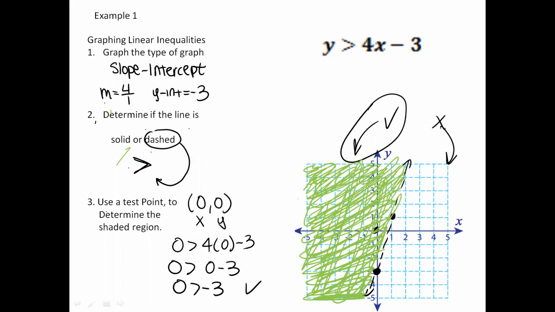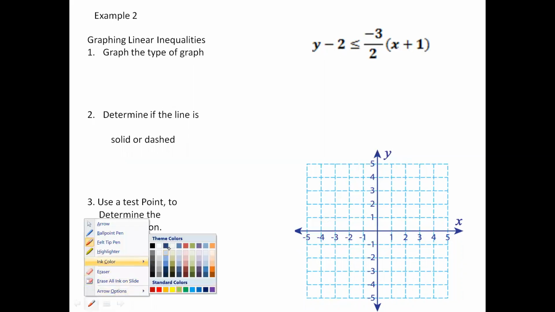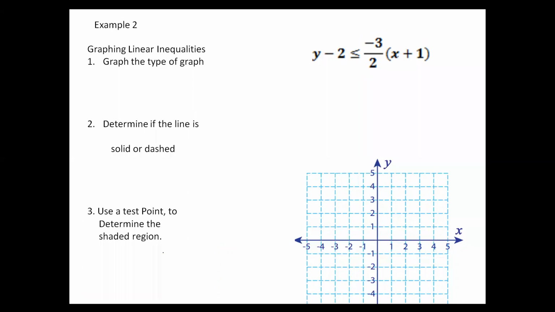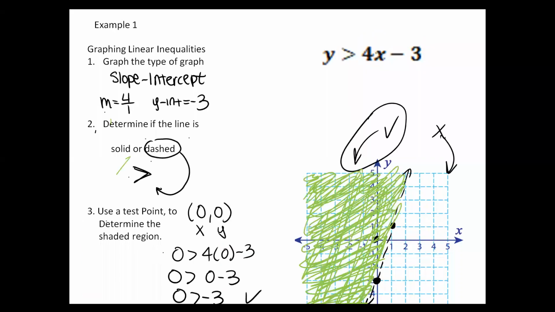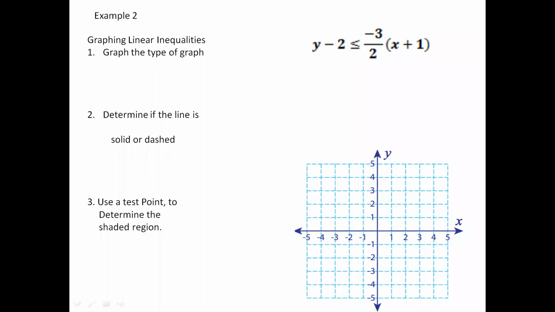Let's try another one. This is our next graph. In this case, we have our point slope form. So let's go and see our point slope. You can always review back on your slope, your point slope graph information.